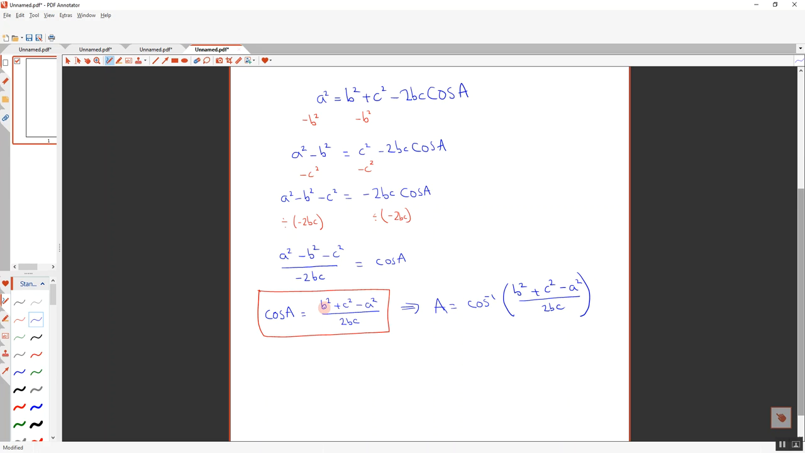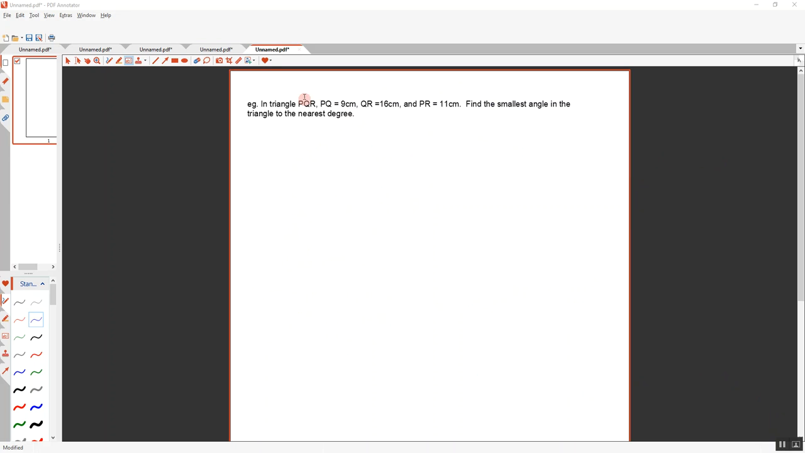So in terms of doing a question with this, let's have a look at one. Okay, so here's our question. In triangle PQR, PQ is 9, QR is 16, PR is 11. We have to find the smallest angle in the triangle to the nearest degree. Okay, so we're not specifically told which angle to find. So first thing we're going to do is to draw it. Okay, so I'm just going to randomly sketch it. So here is, let's say that this is PQ.